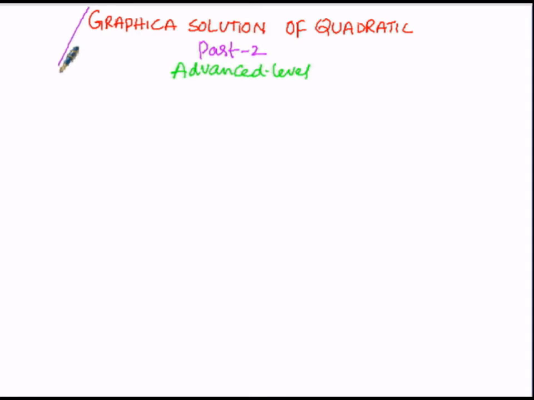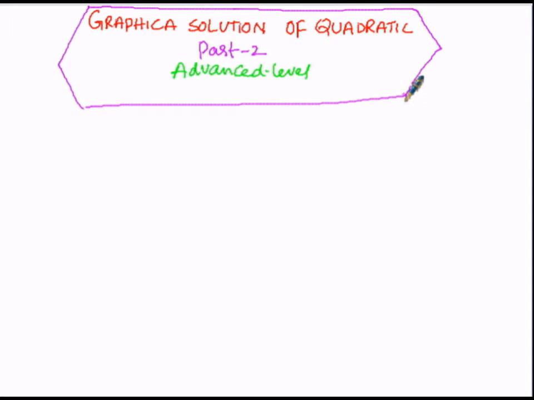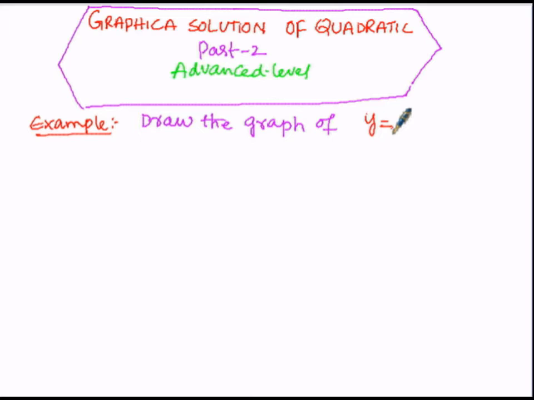So here we are going to draw the graph of type y is equal to x square minus 5x plus 6. So one illustration, that is an example under this. Draw the graph of y is equal to x square minus 5x plus 6. Then now the solution starts.